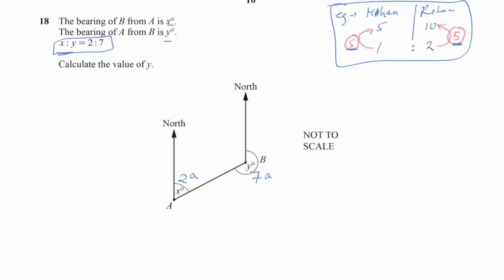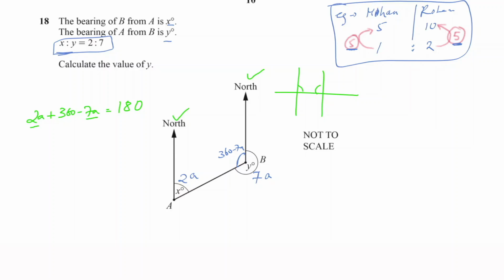If this is 2a and this is 7a, what will be the angle here? Because the whole angle is 360, right? So this will be 360 minus 7a, correct? And we can compare this 2a and 360 minus 7a because they both are north, so they both are parallel to each other. If they are parallel, we can say that 2a plus 360 minus 7a will be equal to 180, because when two lines are parallel, this angle and this angle sum to 180, right? So angles on the same side of a parallel line.